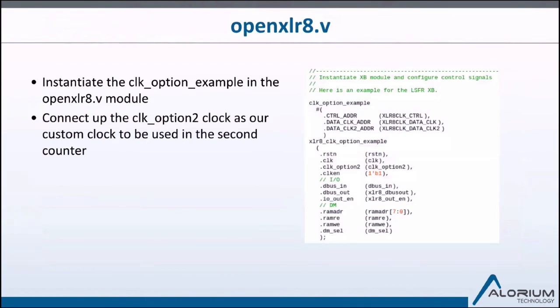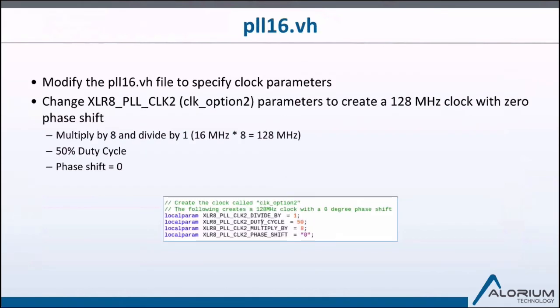Finally, we're going to instantiate our clock option example inside of the OpenXLR8.v module. Here we can see that our clock option 2 is using the clock option 2 signal coming into OpenXLR8. So what is clock option 2? Well, this is where we're going to edit our PLL 16.vh file to specify what we want to use.